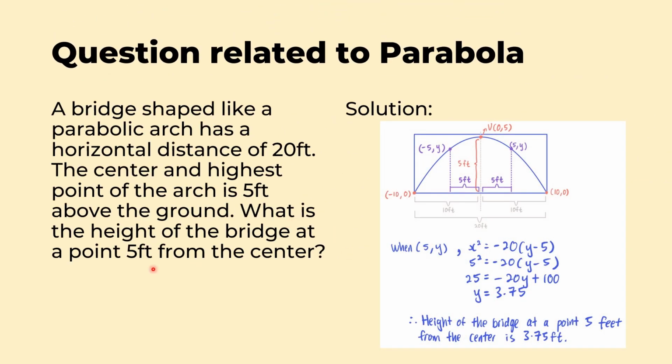Okay, to find the height of the bridge at 5 feet from the center, you can see this is the origin, the center. Then from the 5 feet. So the only thing we don't know is y. So we can simply substitute this coordinate into the standard equation of parabola. Then we can get y equal to 3.75. Then this is our final answer.